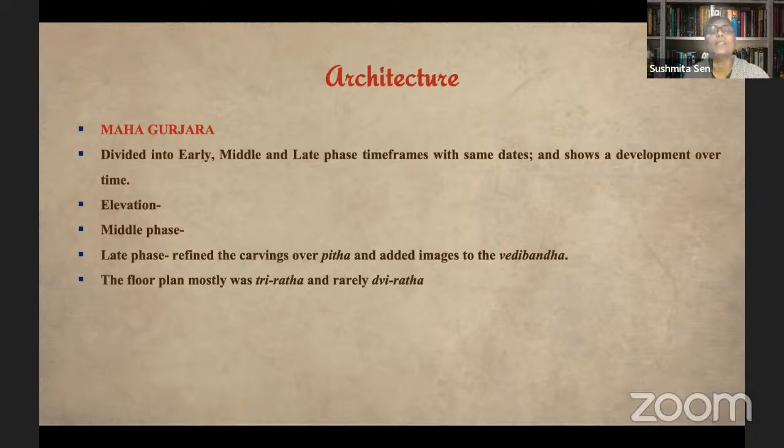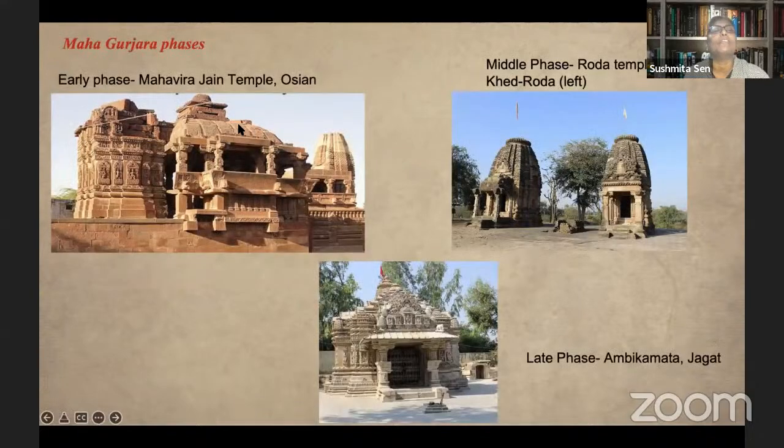One example of the early phase, as I was telling you, is the Mahavir Jain Temple, which is very plain, though it has a few little sculptures. The Pitha is plain, the plinth is plain, the body has niches, but they are again plain. And the mandap here is very plain in structure.